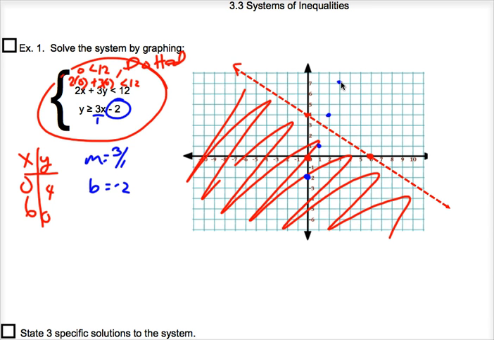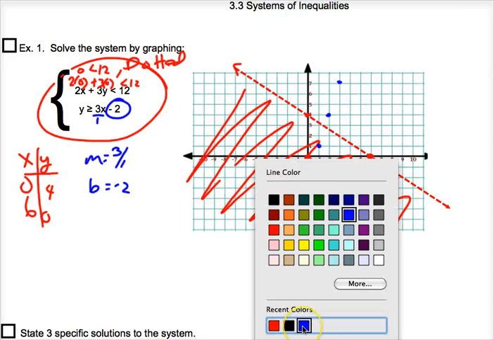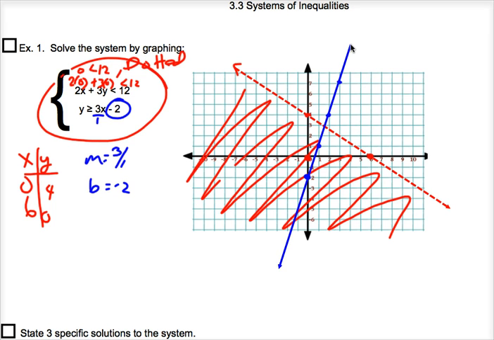And this one's going to be a solid line because it's greater than or equal to. I'm going to draw a solid line through those. And it's going blue. Then I have to decide which way to shade. I could plug in a point that's not on the line. (0, 0) is not on there again. If I did that, I would get 0 is greater than or equal to 3 times 0 minus 2. I get 0 is greater than or equal to -2. So in this one, (0, 0) is also an answer, because that's true.